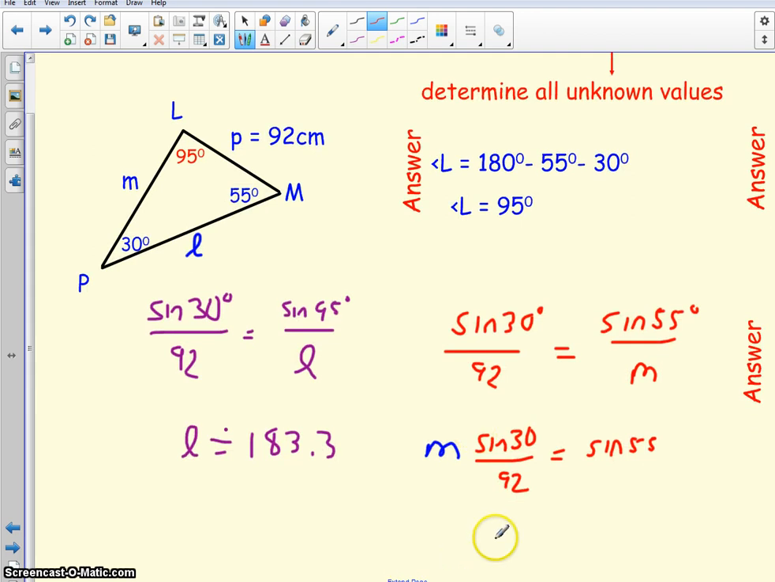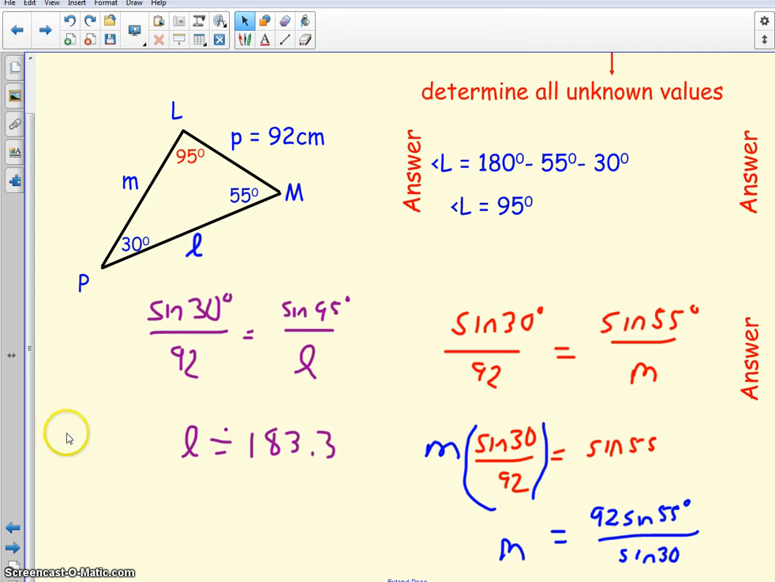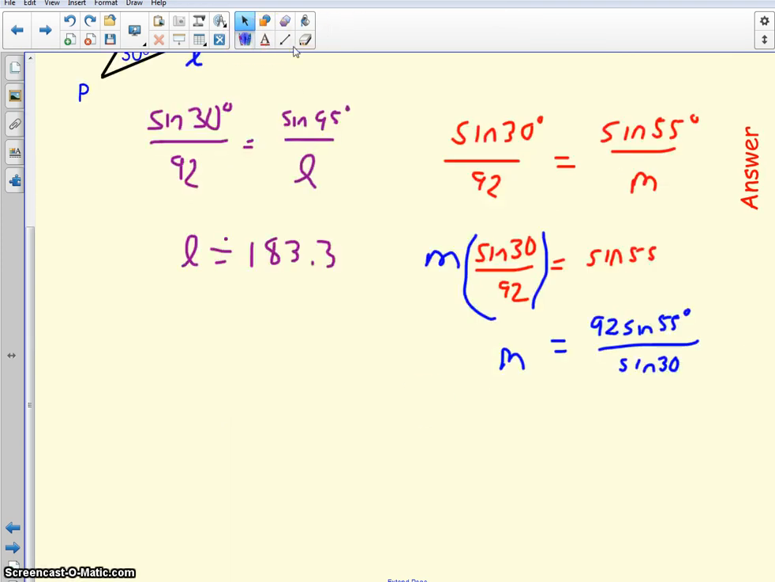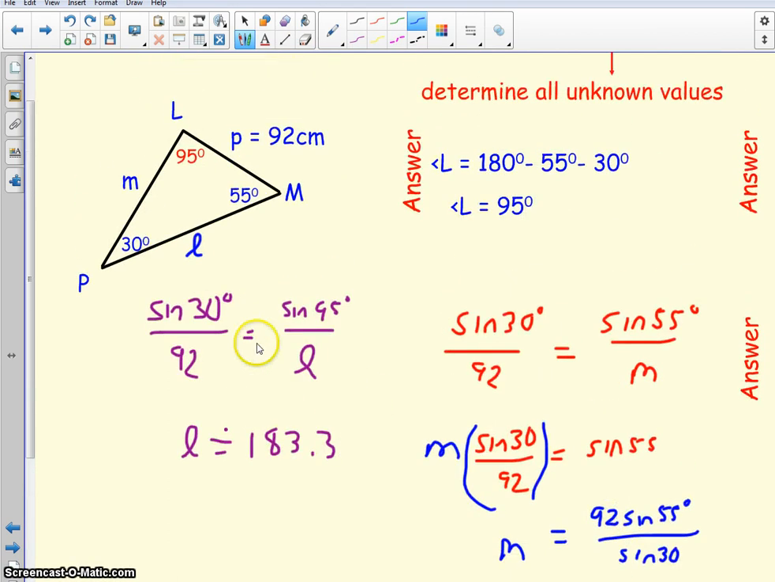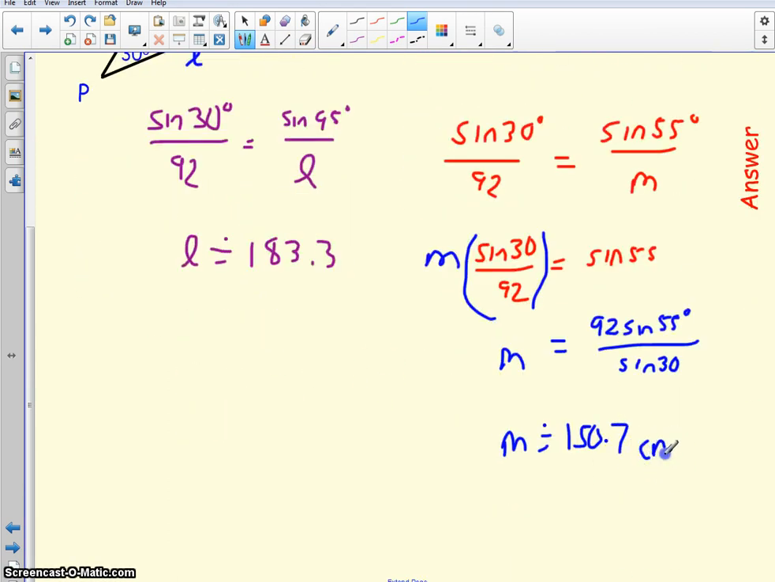Okay, and just to finish it off, if you're solving for M, you would then multiply both sides by 92. So you're going to get 92 sine 55. And then you're going to divide by the sine of 30. So that's where all that comes from. And you should wind up with, after that, a value of about 150.7. Okay, and don't forget our units here. This should be in centimeters, so should this one over here.